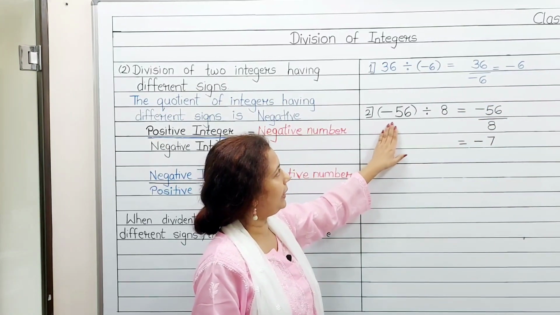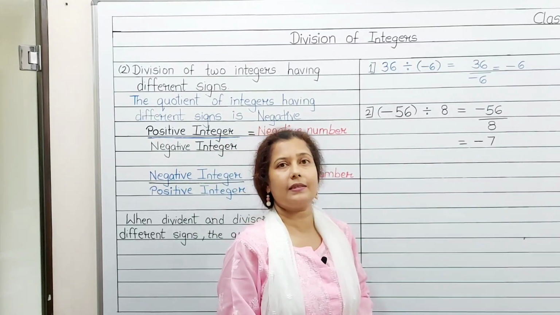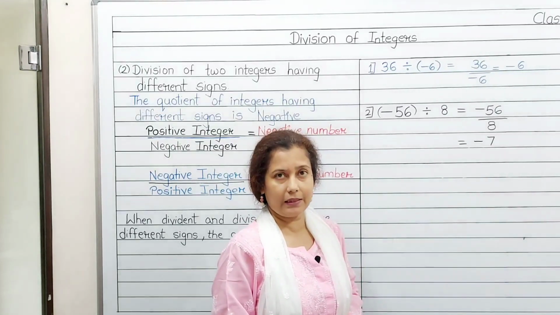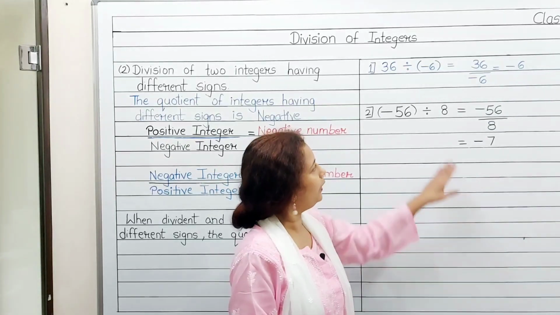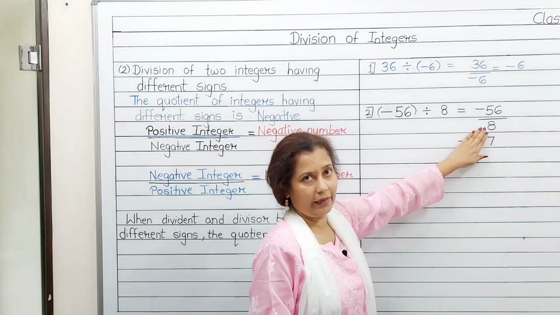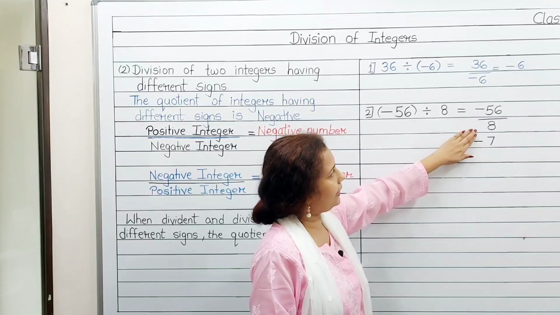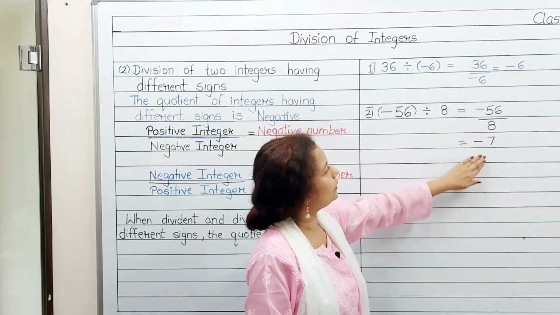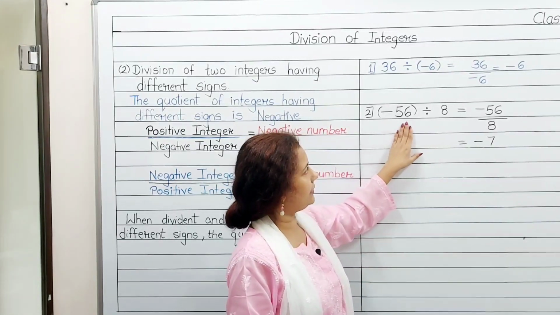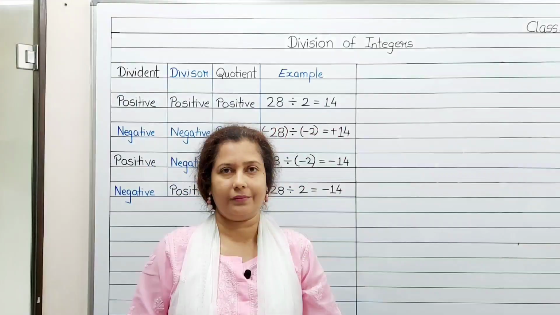Second example, minus 56 divided by 8. Minus 56 is the dividend and 8 is the divisor. So the dividend is negative and the divisor is positive. We divide the absolute values, that is 56 divided by 8, and we get 7 as the answer. The dividend is negative and the divisor is positive, so the result will always be negative. So when we divide minus 56 by 8, we get minus 7 as the final answer.